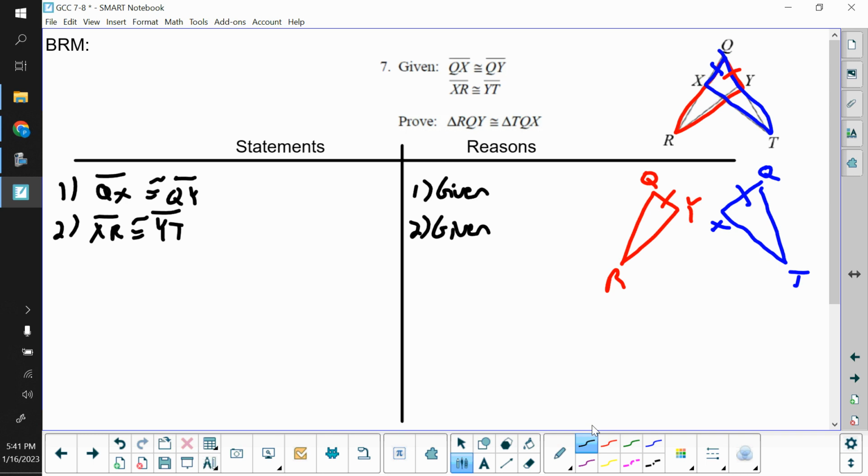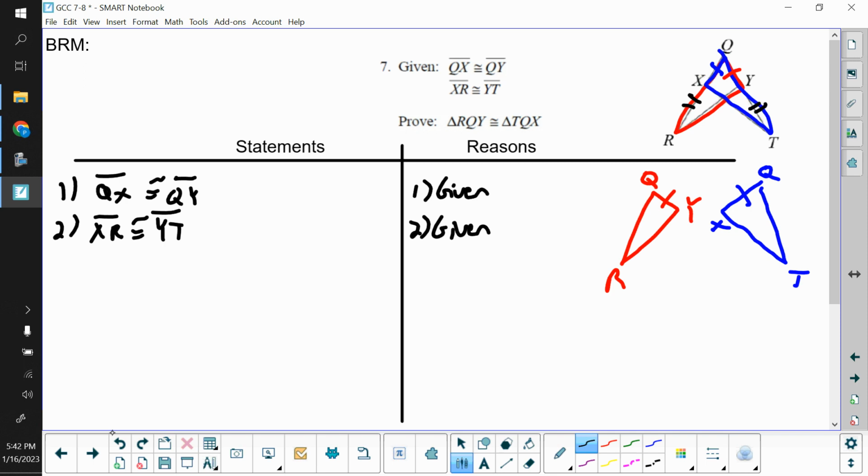So note, XR we have here, YT is here, but in our separate pictures, those are not sides. So we should be suspicious. Why did they give us XR congruent to YT? Well, notice XR is too short to be a side in a triangle. XR is basically about here in that red triangle. And YT is roughly about here. So they're too short to be the side in a triangle.